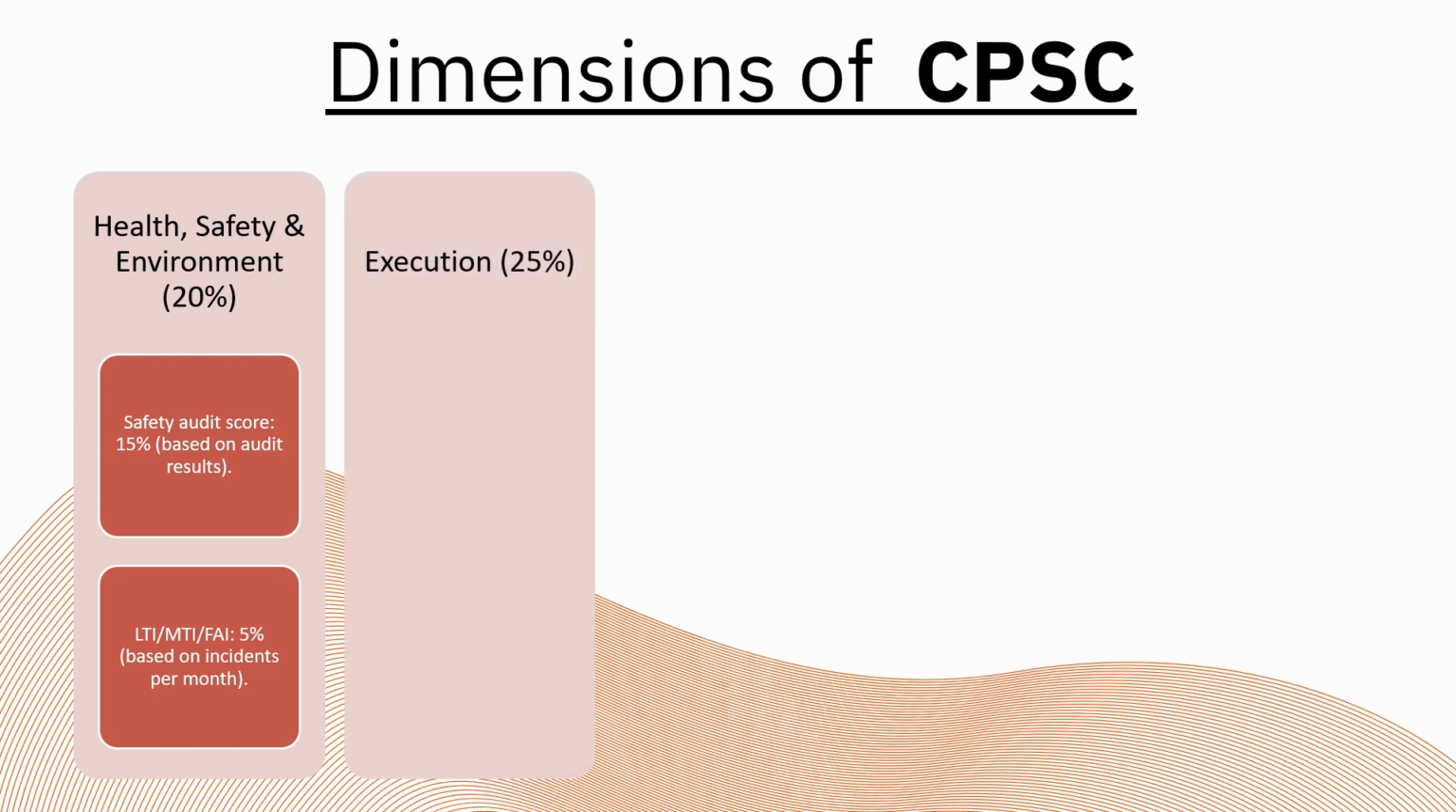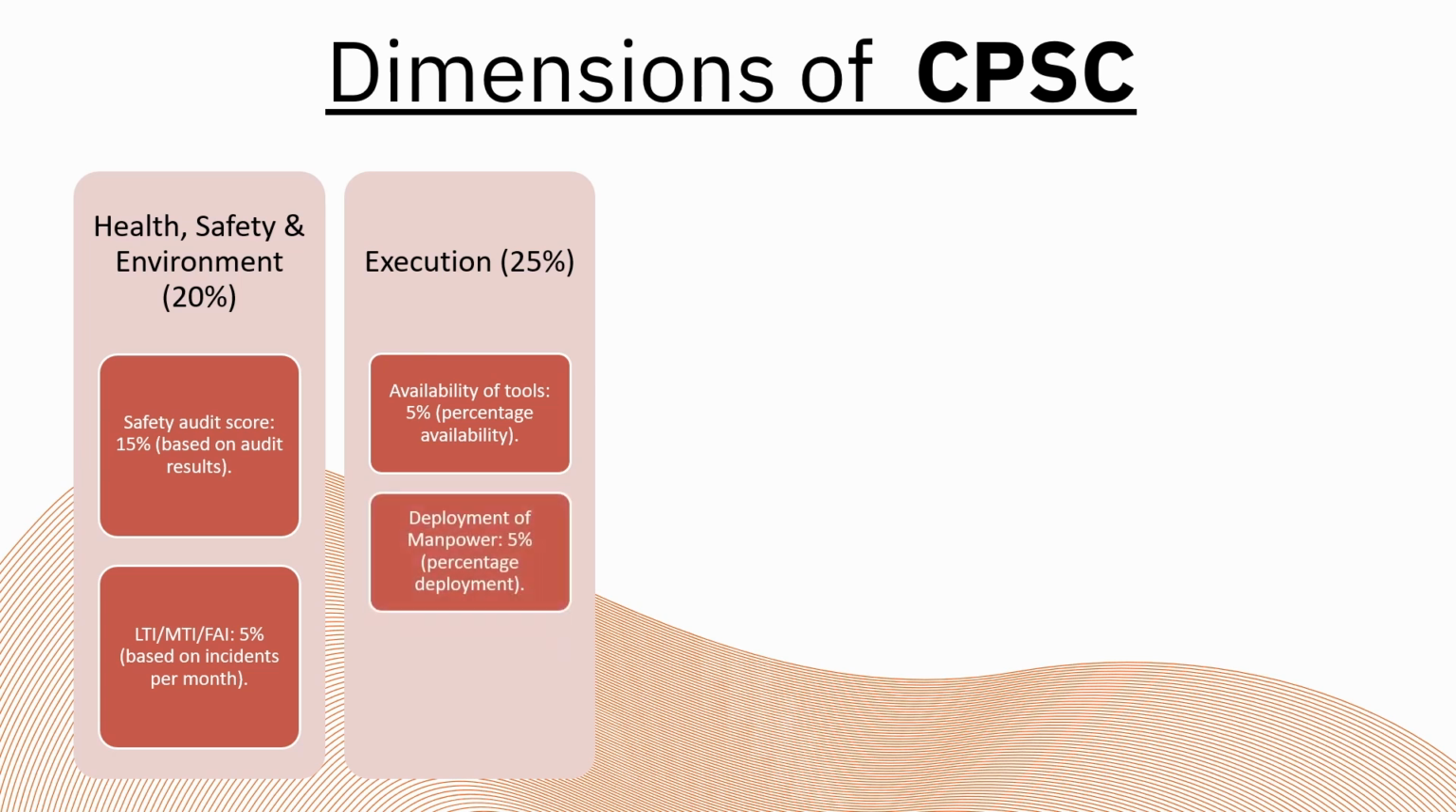Next dimension is execution, accounting for 25% weightage. This includes availability of tools, 5%, which measures the percentage of tool availability to ensure work efficiency. Deployment of manpower, 5%, which assesses the percentage deployment of manpower, reflecting effective workforce utilization. And equipment availability, 15%, that indicates the percentage availability of equipment, highlighting minimal downtime.